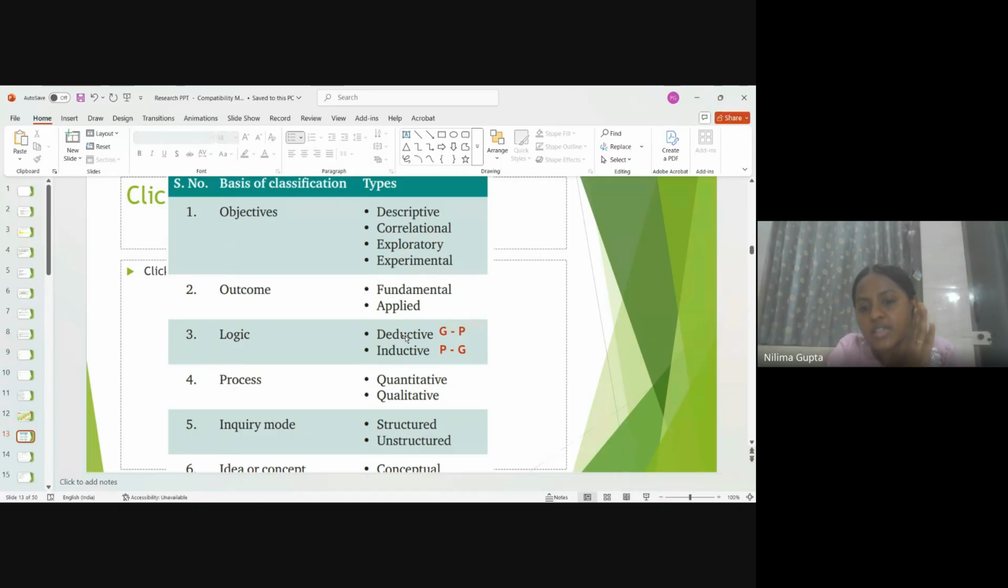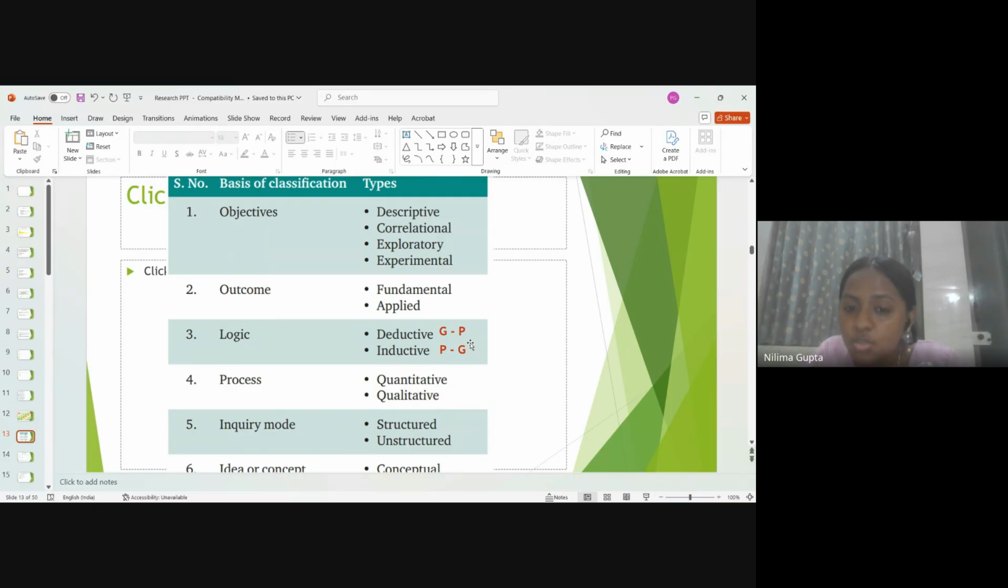After seeing many particular examples, you go to a generalization, that is called inductive. Deductive is when you already have a generalization and then you go to the particular thing. So that is also a type of research when we talk about inductive and deductive. Sometimes very simple questions come on this, but we don't know the meaning, so it becomes complicated.